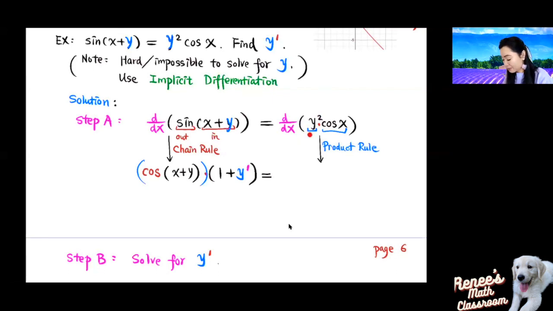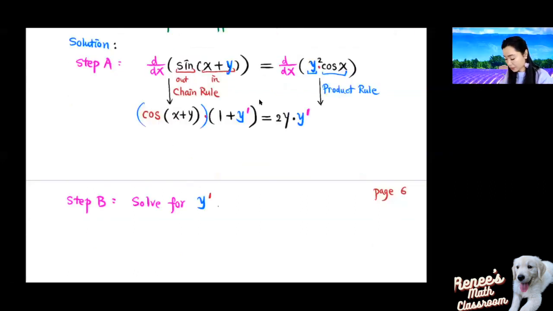So y squared over here, differentiate that with respect to x. So I will get 2y, and then times, remember the y here is a function of x. We have times the derivative of y with respect to x. So times y prime. And then adding. I think it's frozen again. Okay, now you see it.